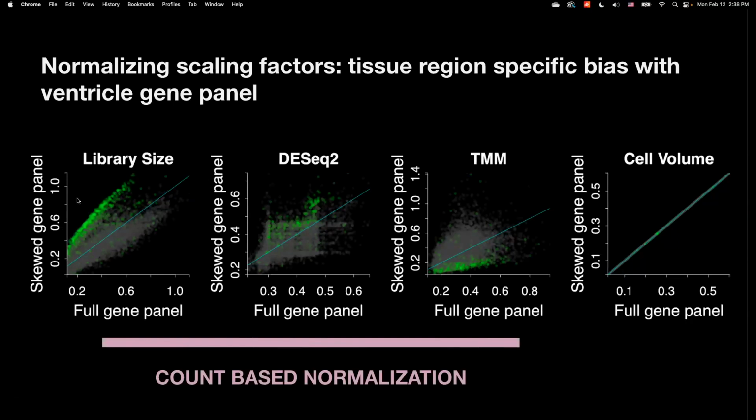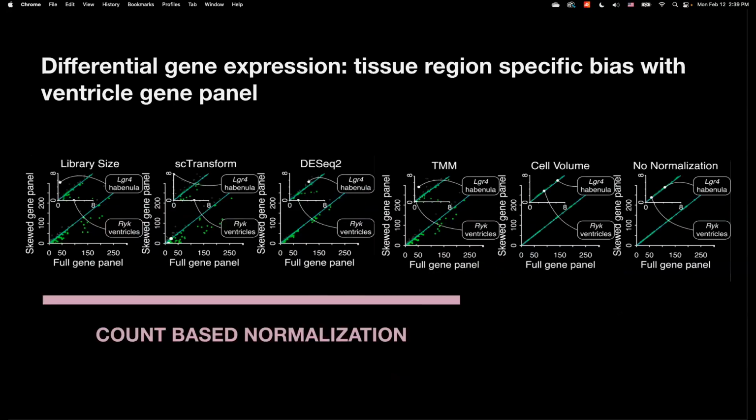And cells in the ventricle brain region are shown in green and have a systematically larger scaling factor than other cells shown in gray. And this sort of makes sense because when using a ventricle-specific gene panel, ventricle cells will have higher detected gene counts compared to other cells just by virtue of us measuring ventricle genes that may not be as highly expressed in other cells.